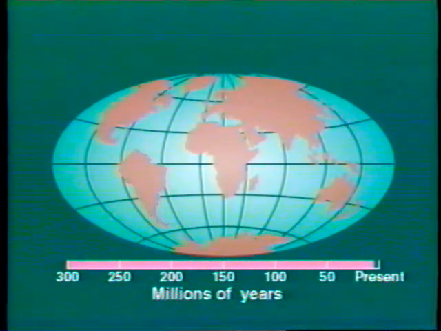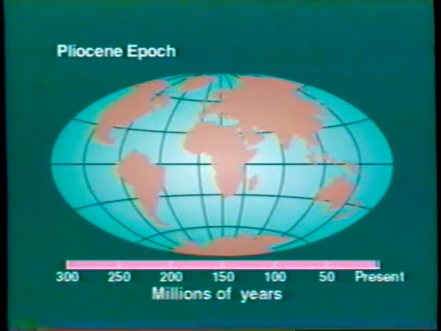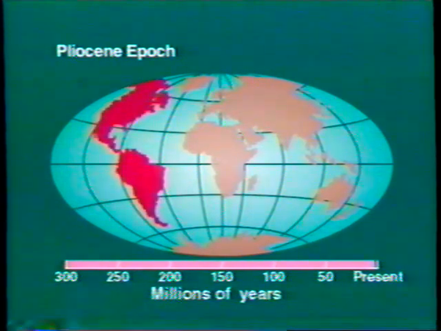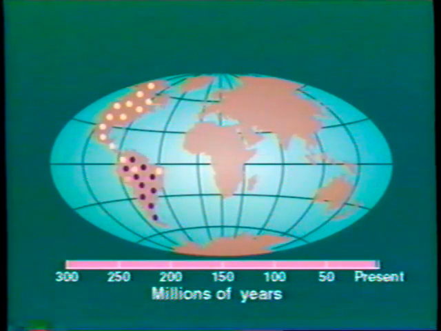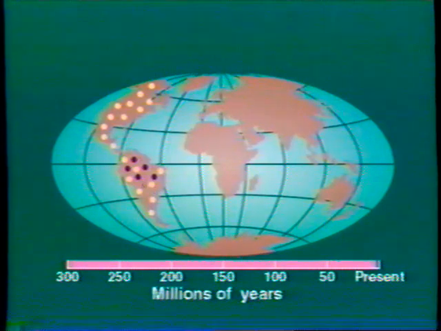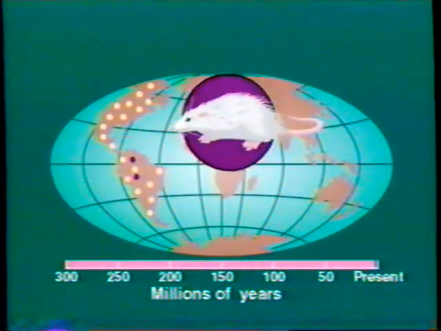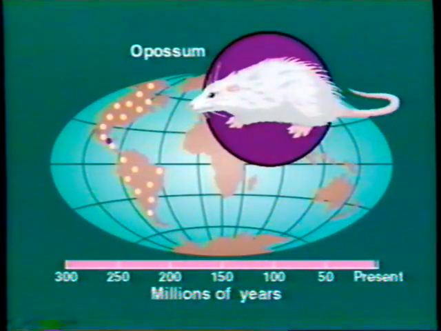Between 3 and 3.5 million years ago, during the Pliocene epoch, the Isthmus of Panama rose above sea level, connecting North and South America. Placental mammals moved into South America and largely displaced the native marsupial mammals. Only a few marsupials survived. Among them, the tough, opportunistic opossum moved out of South America and colonized North America.